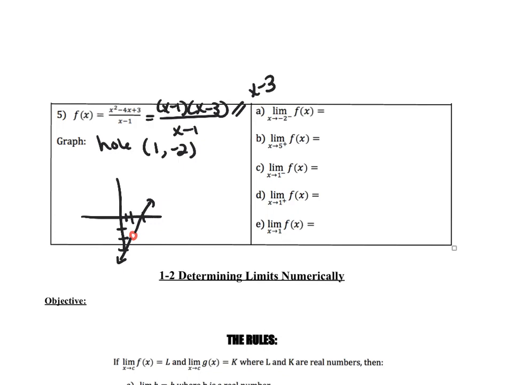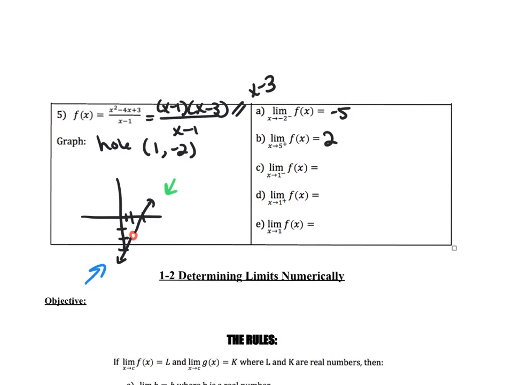Okay, so we want the limit as x approaches -2 from the left, so that's down here. And we get that the f of x values are approaching -5. If we approach 5 from the right, then we're up here on our graph, and our f of x values are approaching 2.